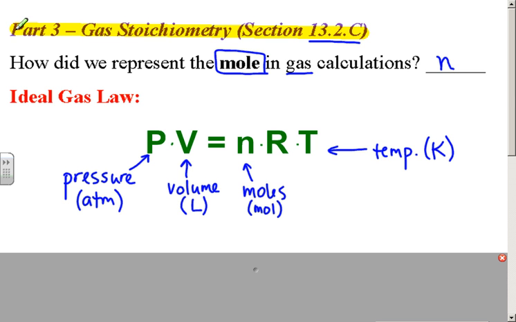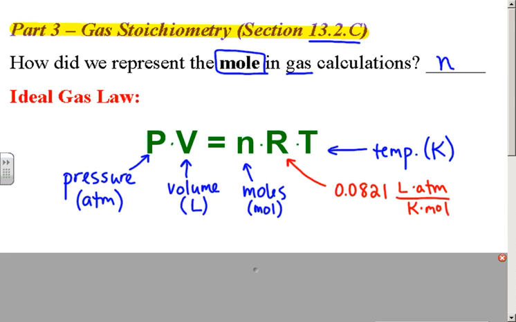And then finally, we had R. I'm making R a different color because R is a constant. Its value was 0.0821 liters times atmospheres over Kelvin times moles. The units look really weird, but you actually don't really have to do anything with the units. You just use the value for it.